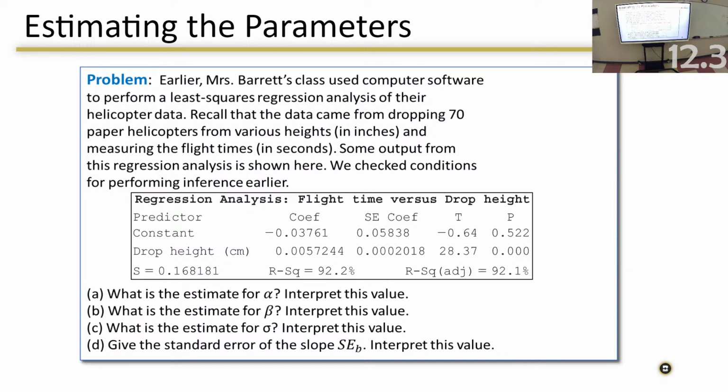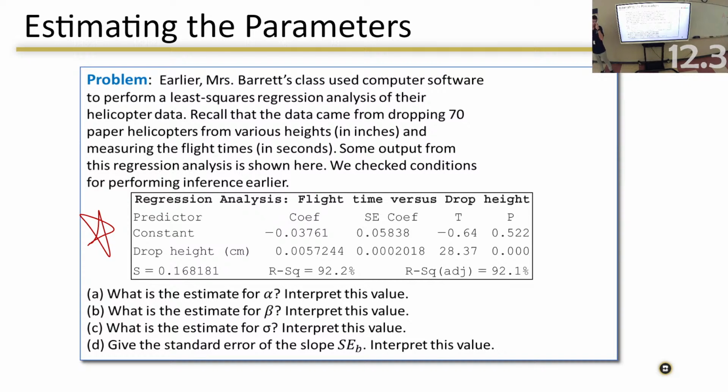This is common. You need to know this, but you already really kind of know this from chapter 4. I'm just reminding you of it. Earlier, Ms. Barrett's class used computer software to perform a least squares regression analysis of the helicopter data. Recall that the data came from dropping 70 paper helicopters from various heights in inches, measuring the flight times in seconds. Some output from this regression analysis is shown below. We checked the conditions earlier. Again, that's what they're going to say: assume the conditions have been met. Computerized printout: you got to know how to read a computerized printout.